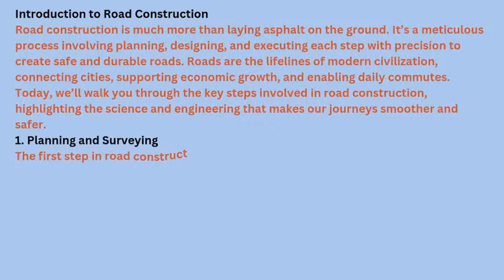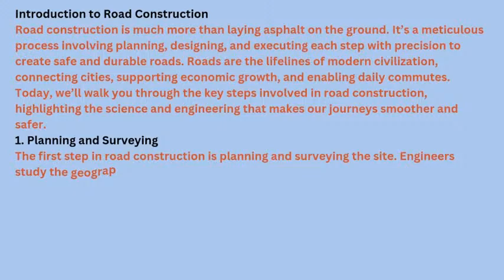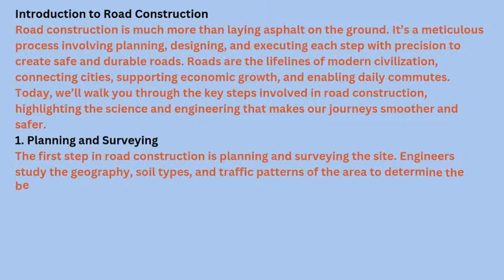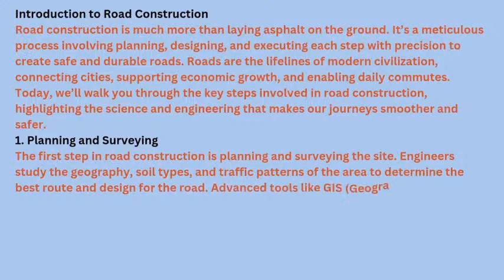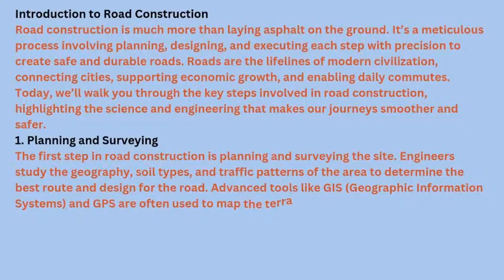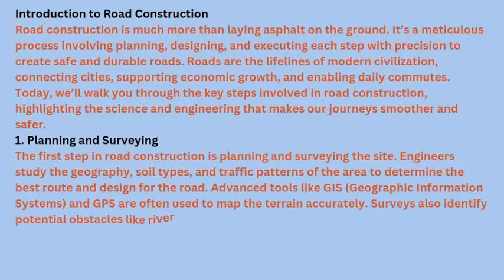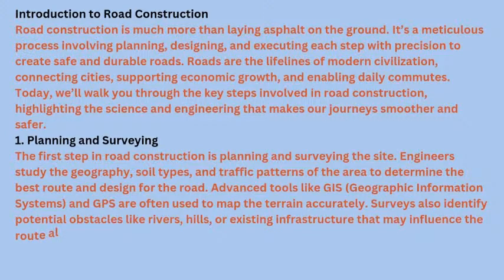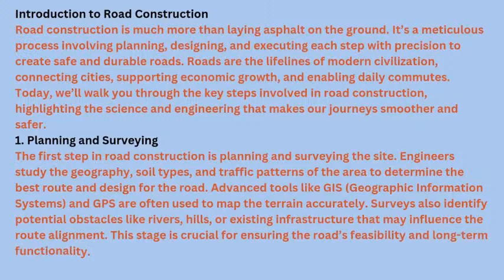1. Planning and surveying. The first step in road construction is planning and surveying the site. Engineers study the geography, soil types, and traffic patterns of the area to determine the best route and design for the road. Advanced tools like GIS, Geographic Information Systems, and GPS are often used to map the terrain accurately. Surveys also identify potential obstacles like rivers, hills, or existing infrastructure that may influence the route alignment. This stage is crucial for ensuring the road's feasibility and long-term functionality.